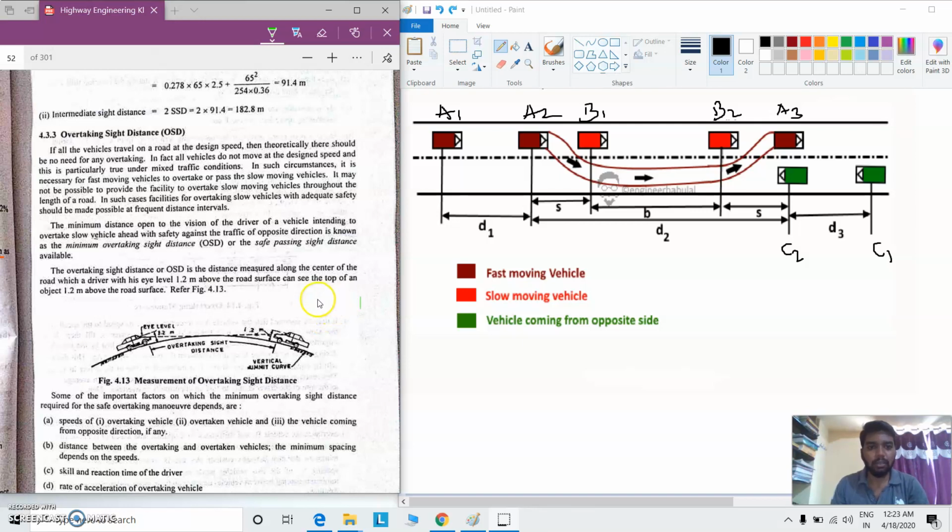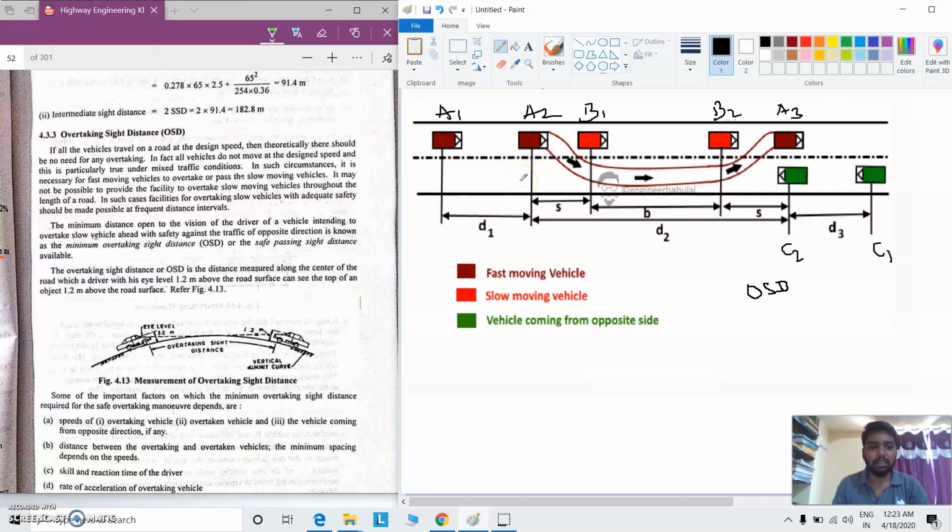Welcome students. In today's lecture, I will start discussing overtaking sight distance, denoted with OSD. Right here you can see this picture, where vehicle A is traveling, and the same vehicle is shown again, along with vehicle B, and then vehicle A again and the opposing vehicle C. This is where overtaking sight distance comes into the picture.